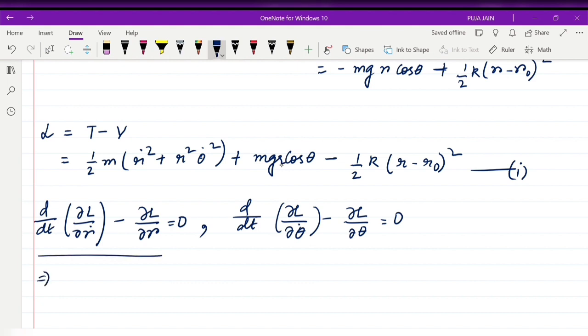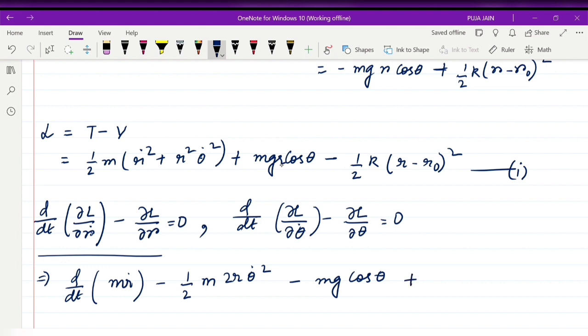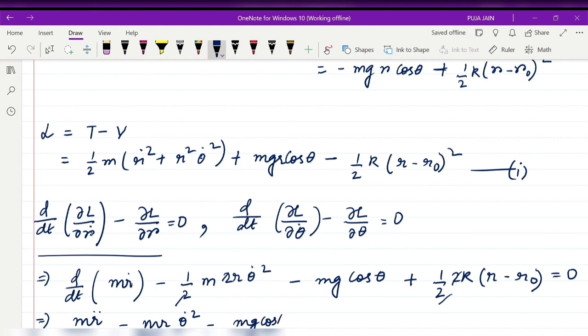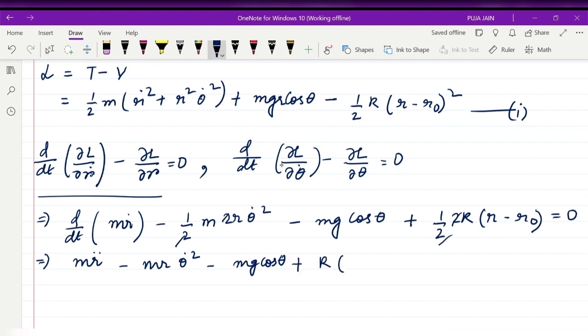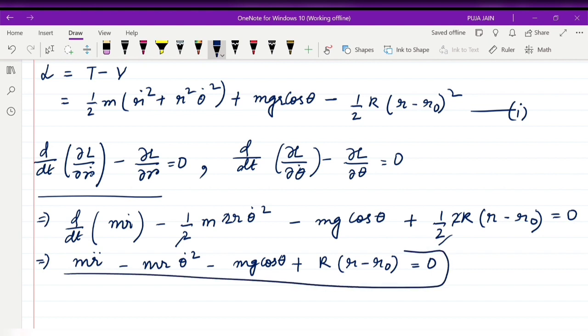So by using equation 1, d/dt of del L del r dot, we are getting d/dt of m r dot, minus del L del r, so we are getting half m 2r theta dot square minus mg cos theta plus half 2k (r minus r naught), that equals 0. Okay, so we are getting m r double dot minus m r theta dot square minus mg cos theta plus k (r minus r naught) equals 0. Okay, so this is our first equation of motion.